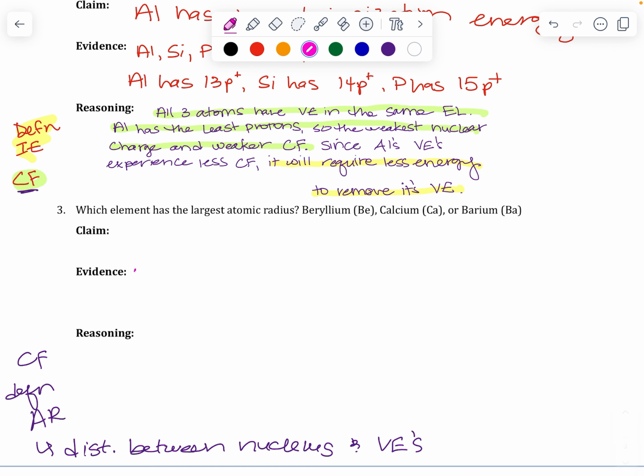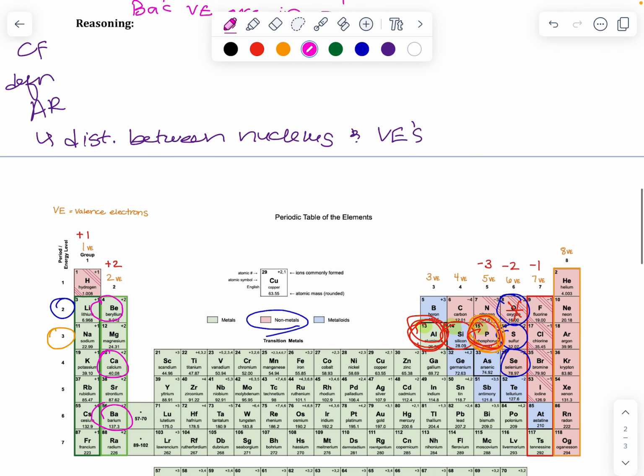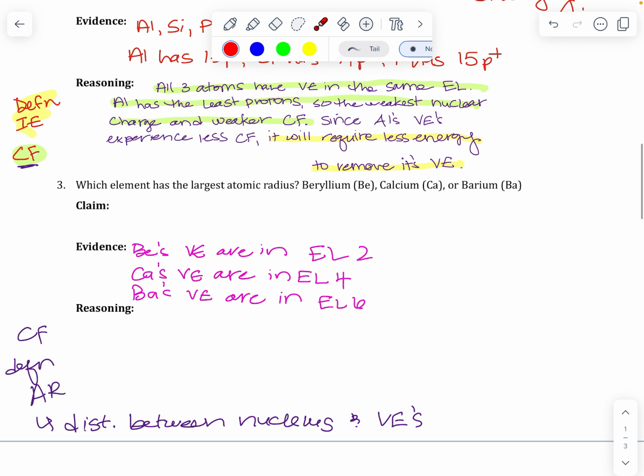So beryllium's valence electrons are in energy level 2. Calcium's valence electrons are in energy level 4. And then barium's valence electrons are in energy level 6. So again, using those row numbers. And this is actually the one time when we're not going to need to use Coulombic force, because we know that proximity is determined by that energy level.